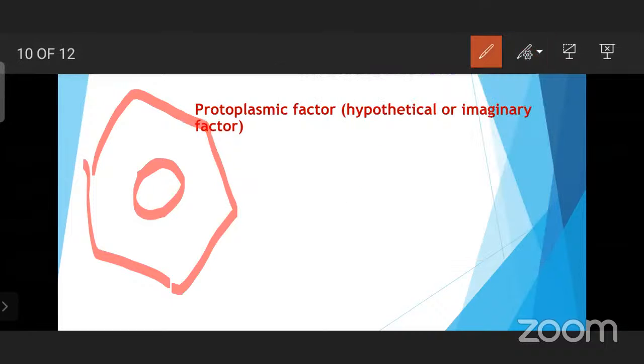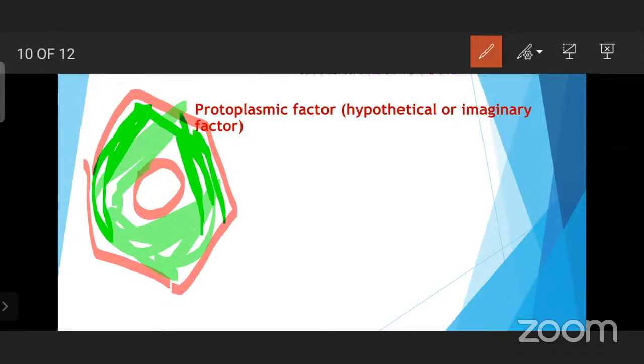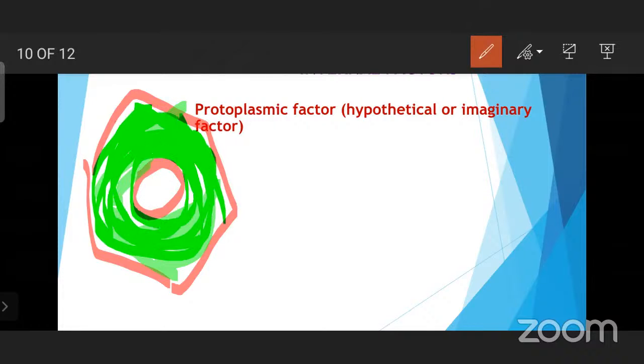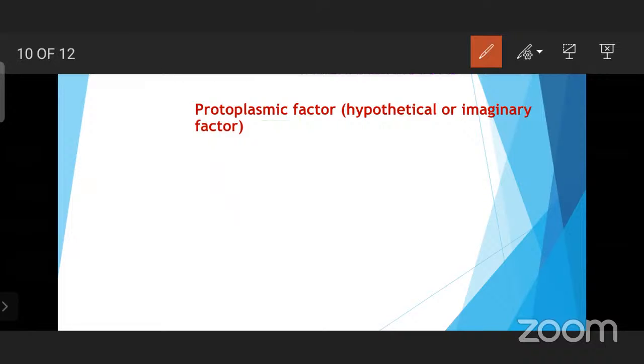Scientists consider it an imaginary or hypothetical factor, which is not yet discovered. This cytoplasm of the plant cell has a certain factor that is not yet discovered, which also has an effect on the rate of photosynthesis. So this cytoplasm or protoplasm is also a factor. A certain factor is hidden which is not yet discovered by scientists. That's why it is called a hypothetical or imaginary factor. That means it is internal to the plant only. Inside the cytoplasm, some factor is there that is also deciding the rate of photosynthesis.